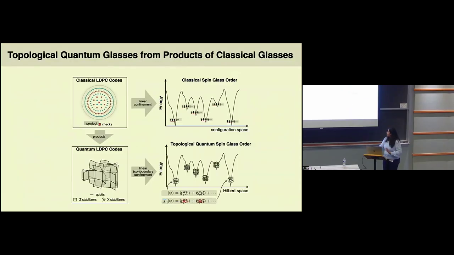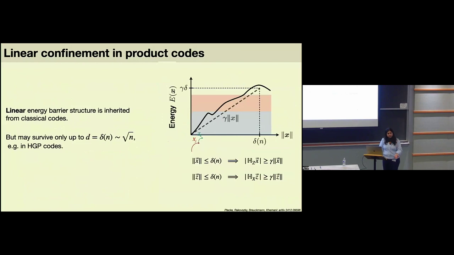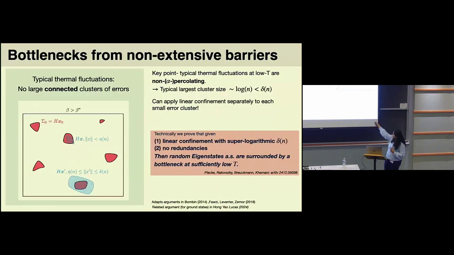Things become more subtle because you often have barriers that are sub-extensive and not extensive, but we can nevertheless deal with it and still prove bottlenecks and free energy barriers. The upshot is that we go from energy barriers in classical codes to energy barriers in quantum codes, which might be sub-extensive, but nevertheless can be used to prove bottlenecks, and the structure of these energy barriers comes purely from code expansion. So it's very, very transparent.